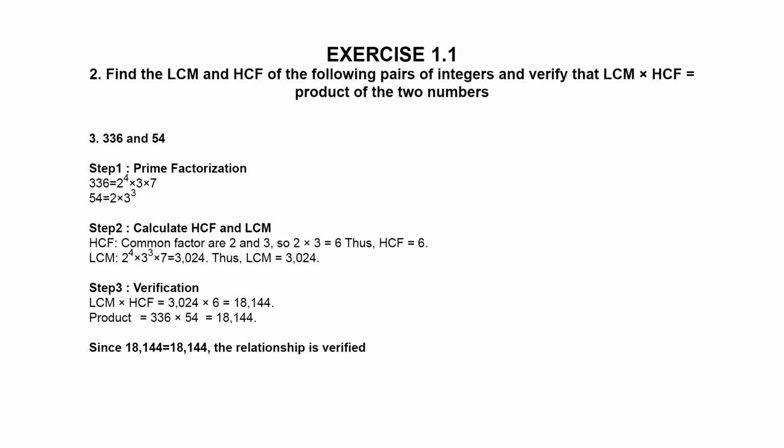Step 3. Verification. LCM into HCF is equal to 3024 into 6 is equal to 18,144. Product is equal to 336 into 54 is equal to 18,144. Since 18,144 is equal to 18,144, the relationship is verified.